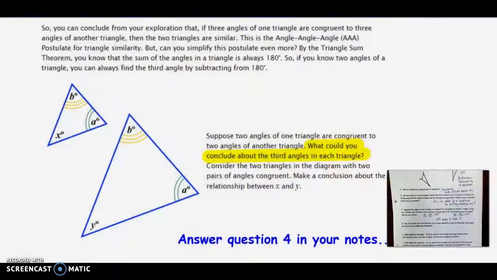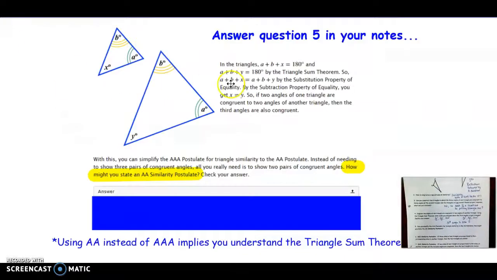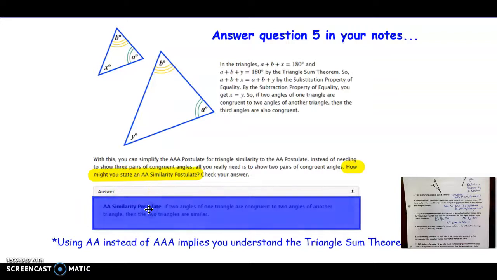So that means we can simplify the AAA similarity postulate to simply just state it as the AA similarity postulate. So in question 5 in your notes, it says you can simplify the AAA postulate to just AA, since knowing 2 angle pairs are congruent is the same thing as knowing 3 angle pairs are congruent. So how might you state the AA similarity postulate? So here is our answer.